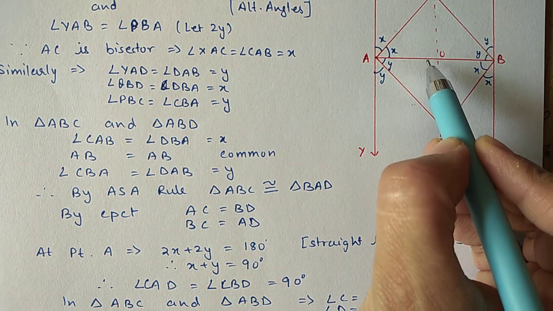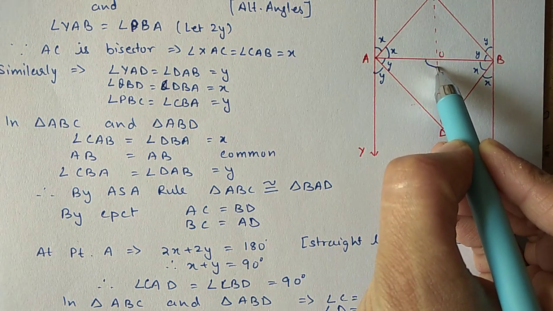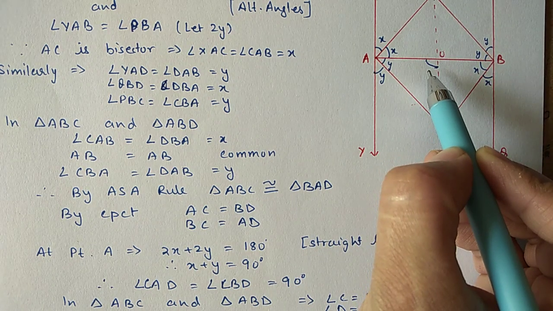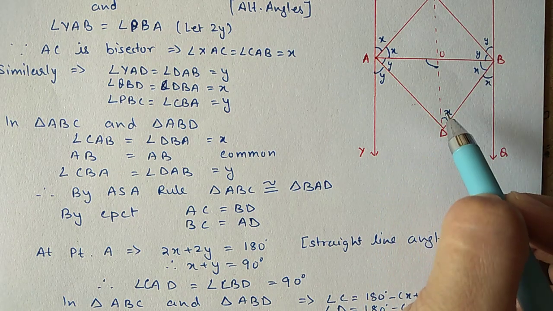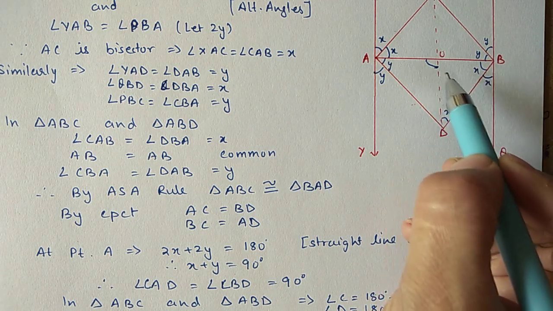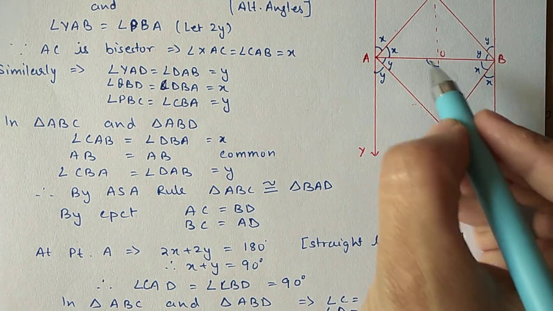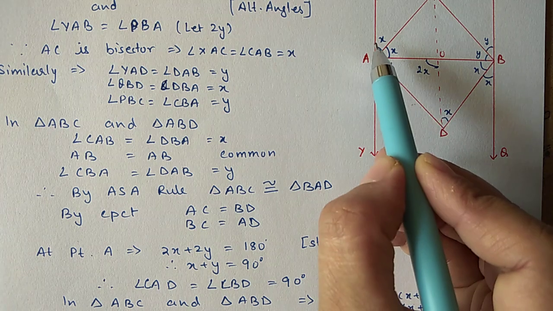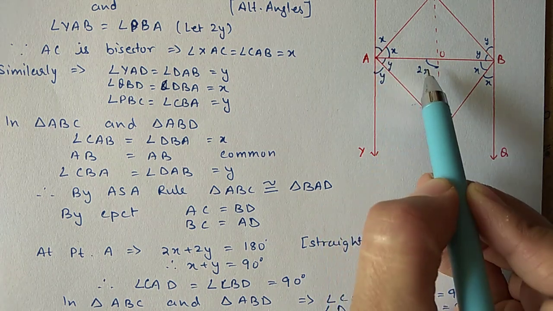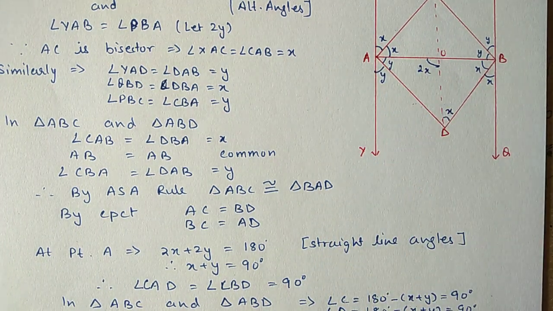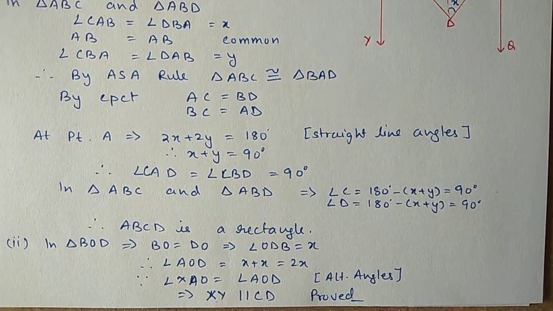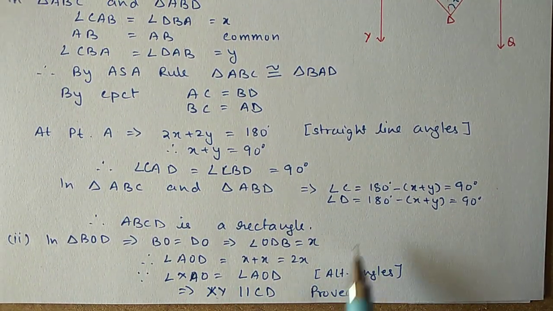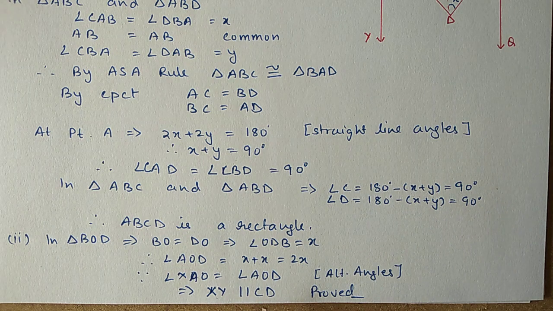Then next, by the exterior angle property, exterior angle is equal to the sum of the opposite interior angles. This angle will be equal to the sum of these two angles, meaning this is equal to 2x. It is 2x, and this one is 2x. These two are alternate angles, and if alternate angles are equal, it means these two lines are parallel to each other. So we can say XY and CD are parallel to each other.